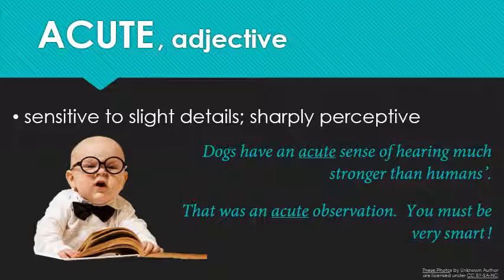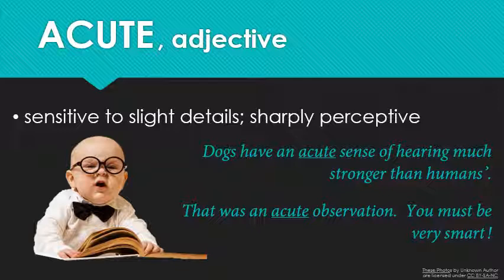In any case, dogs have an acute sense of hearing much stronger than humans. So acute sight, acute hearing, okay, acute intelligence. These are all strong. They're sensitive because they're good. They're strong senses. Okay. And then that was an acute observation. You must be very smart. Okay. You're perceptive.